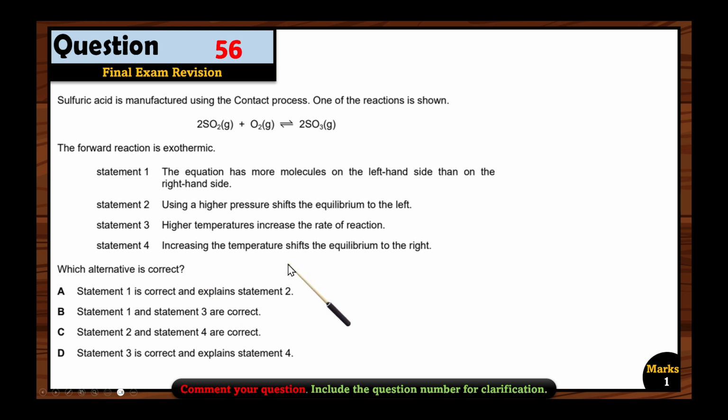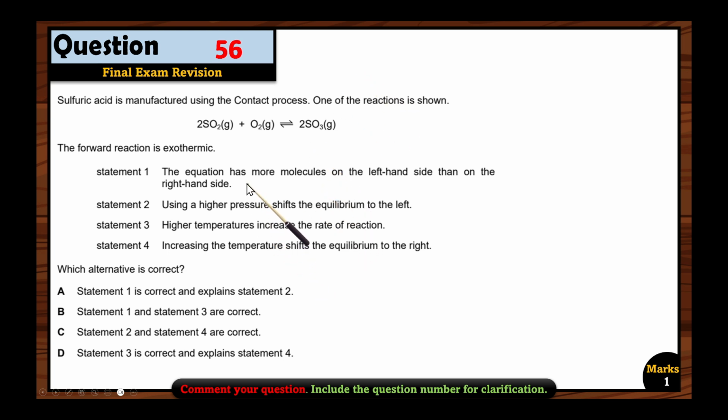Again wrong. Because increasing the temperature will not shift the equilibrium to the right, it will shift towards the left. Oh, sorry, statement 3 is right. High temperature increases the rate of reaction. Yes, it will increase the rate of reaction, but it will not increase the yield. So that's why the equilibrium will not be shifted, right?